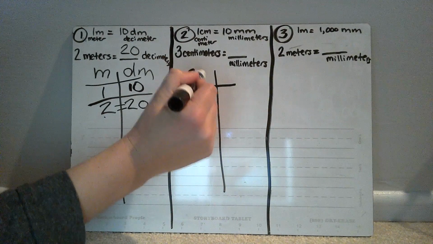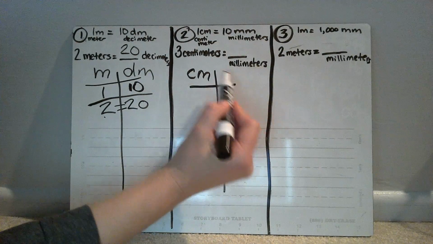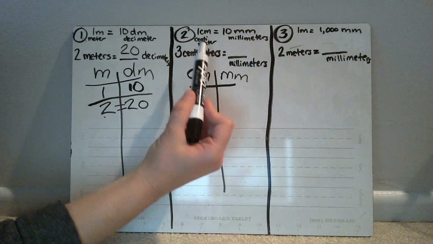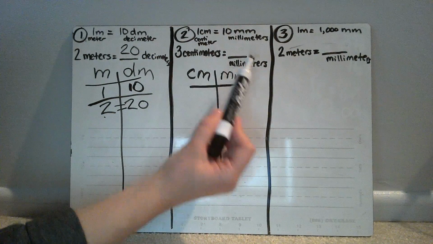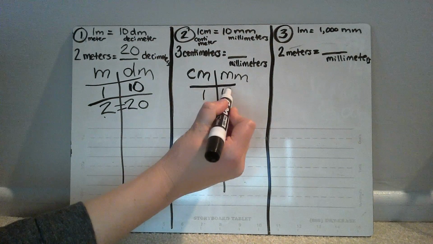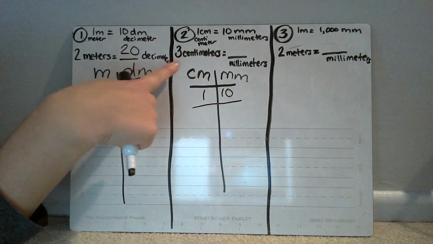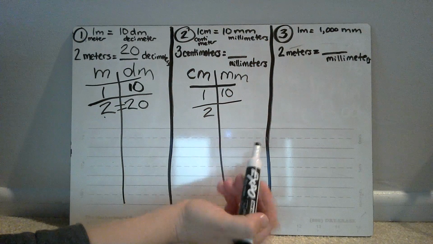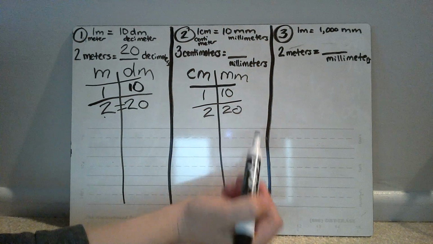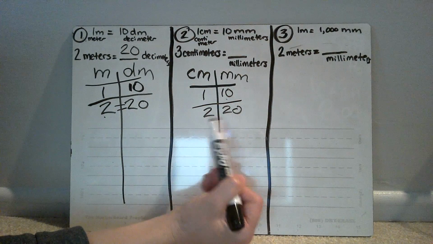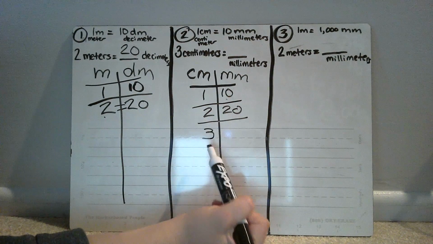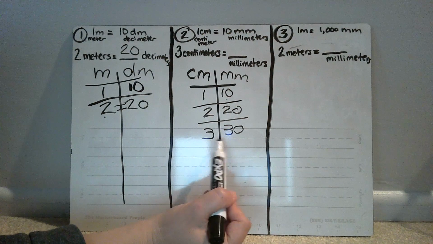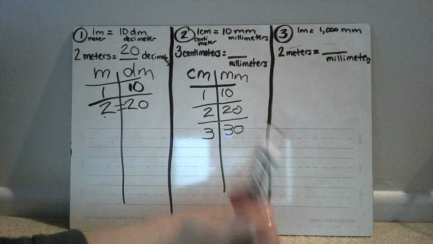I'm going to put cm on one side for centimeters, and I'm going to put mm on the other side for millimeters. From my conversion chart, I know that 1 centimeter is 10 millimeters. I want to get all the way to 3 centimeters and see how many millimeters that is equal to. So 2 centimeters would be 20 millimeters because I did 2 times 10. 3 centimeters would be 3 times 10, which is 30. So 3 centimeters is equal to 30 millimeters.